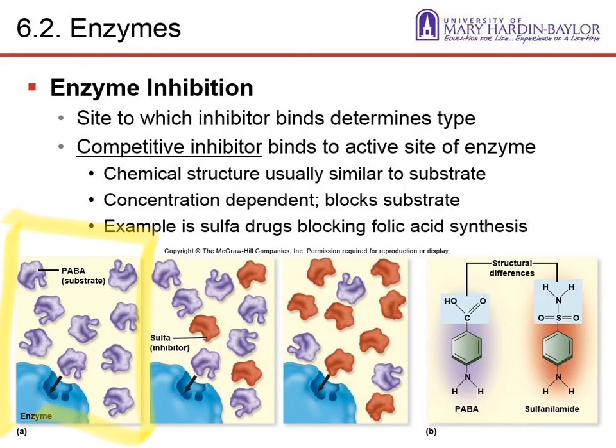And so this is an example. Our cells can't do this process. We don't have this enzyme. So this is a beautiful target. That's why sulfa drugs are great if you're not allergic to them, because many bacteria have the ability to do this, and we can target that process. Our cells don't have the ability to do this. We don't have this enzyme, so we can't do this process.